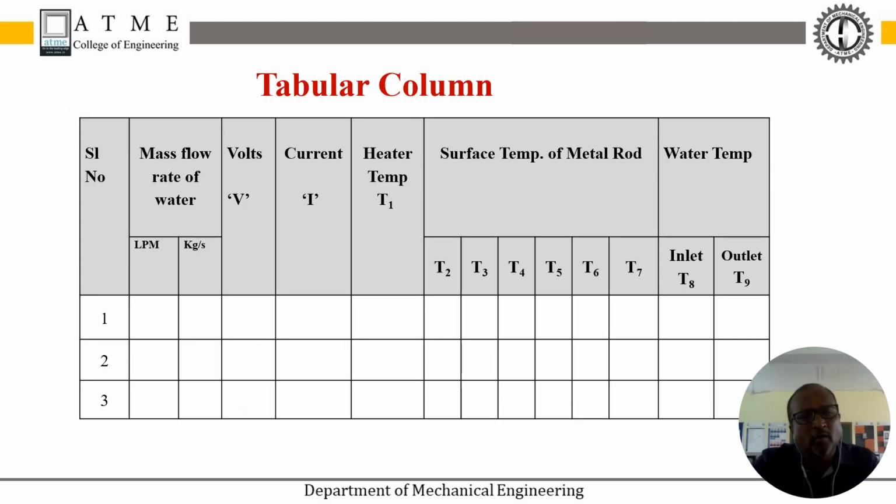Okay, so this is the tabular column, and this is trial 1. We are going to note down all the values: flow rate, voltage, current, temperatures at the different points of the rod, water inlet and water outlet. This is one experiment. Again, you change the rate of heating by changing the voltage and current. You can take a second round of readings. Similarly, for a third rate of heating, you can take third trial readings. The intention of doing this is to arrive at a more correct value by taking the average of 3 experiments. You can just arrive at a correct, precise value.